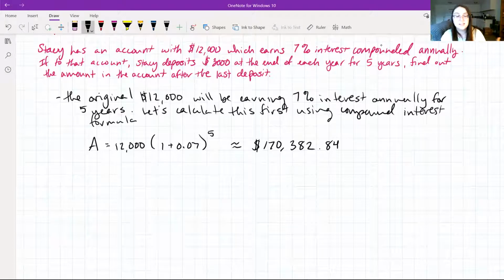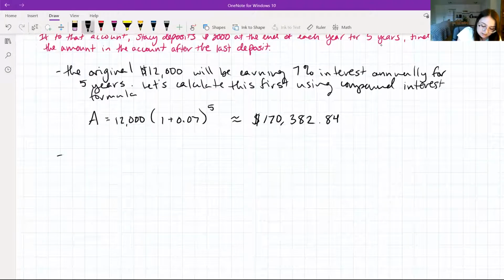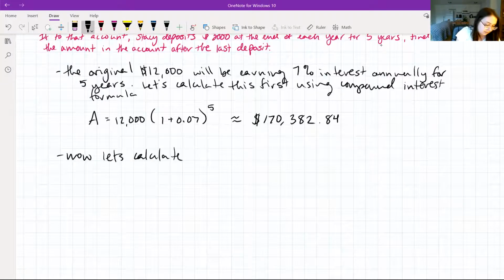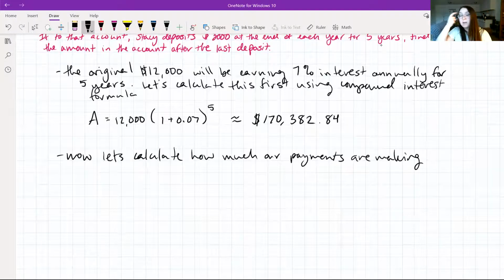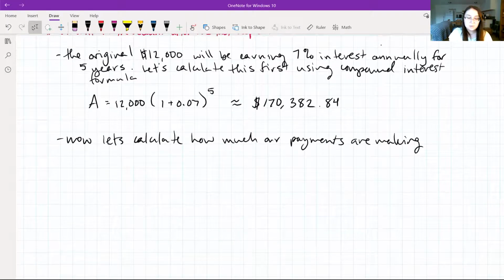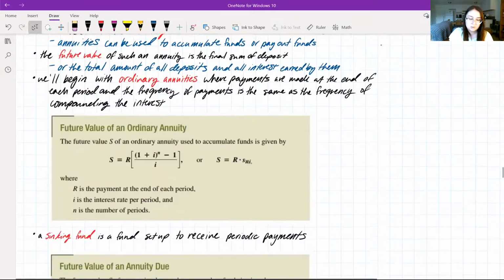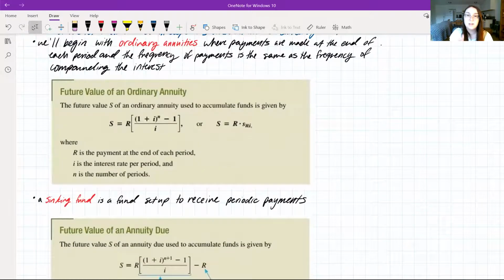Now we need to add on this idea that we're also depositing $3,000 at the end of each year for 5 years as well. So we can say now, let's calculate how much our payments are making. So these payments we're making, they're making interest. So we want to know how much they themselves are making. So now we want to use our equation. We want to use our future value of an ordinary annuity equation.